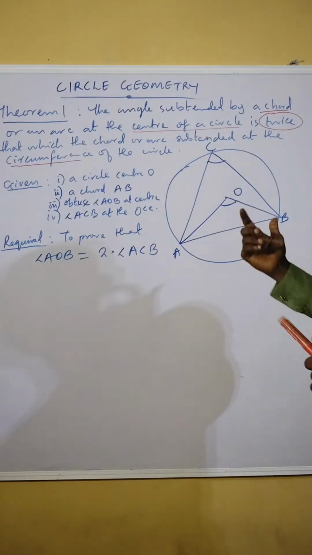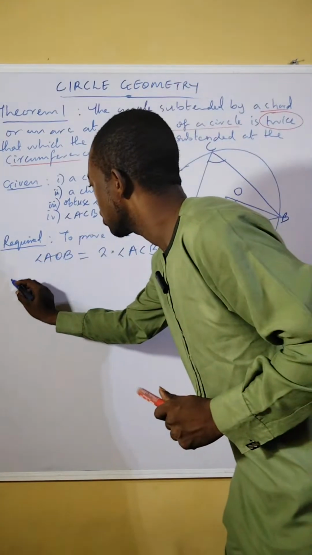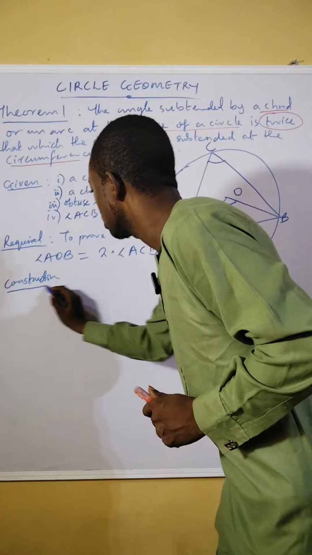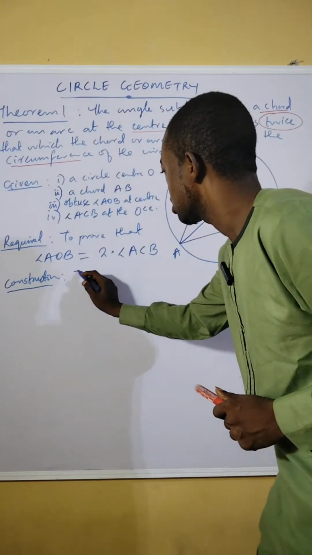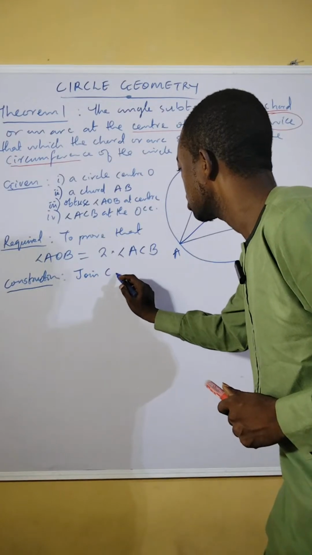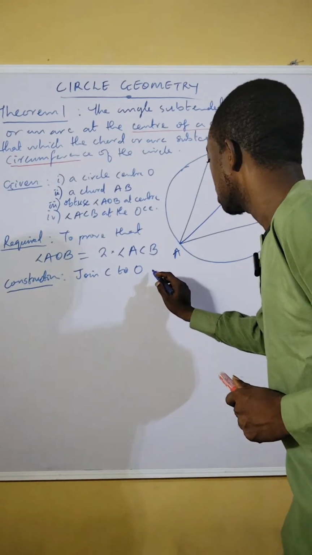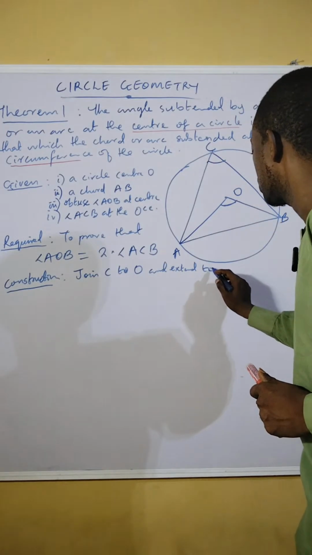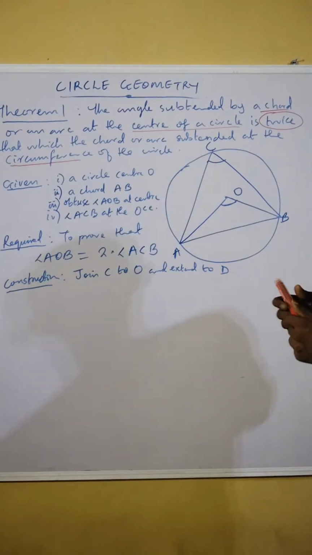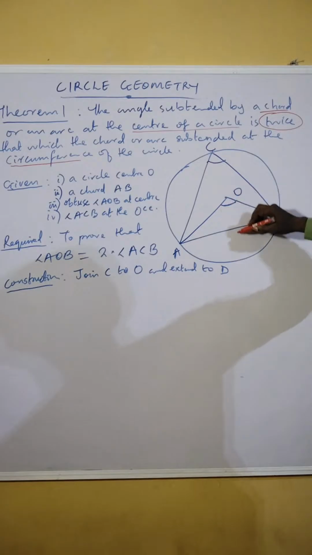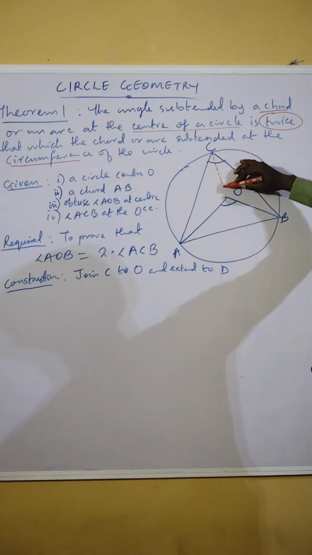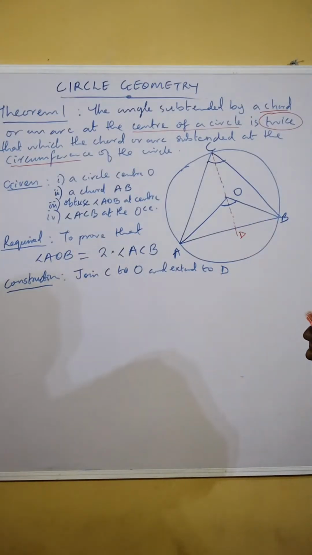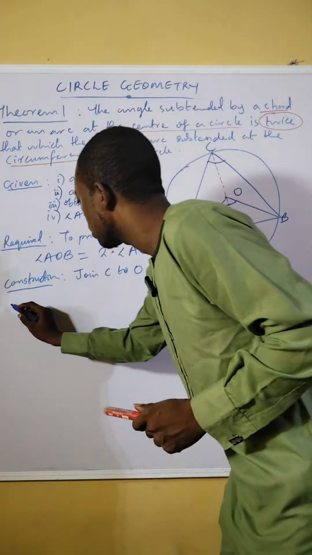Now, here we need to do a construction. So now we say construction. Now we want to join C to O, join C to O and extend to, let's say, point D. So now we want to connect this point C to point O and extend it to a point D. So we can use a construction line, a dotted line, then label this point as point D.